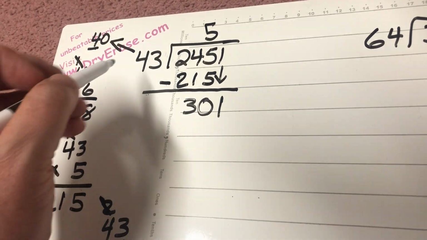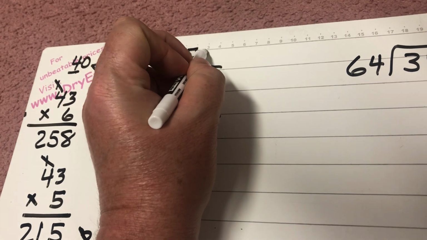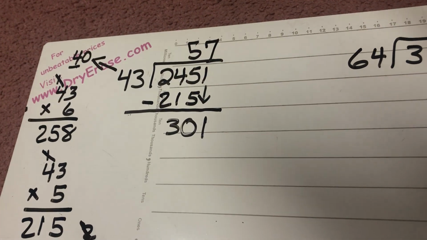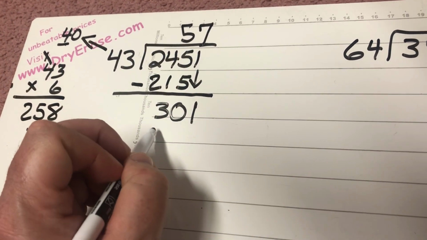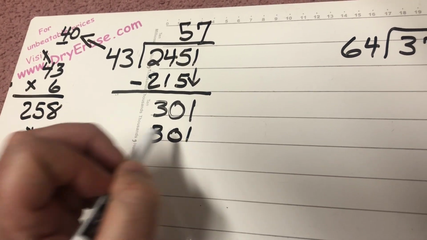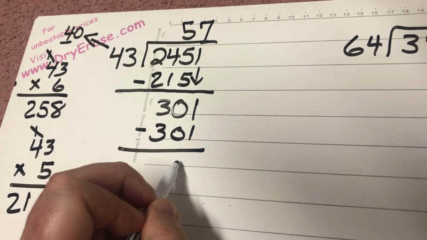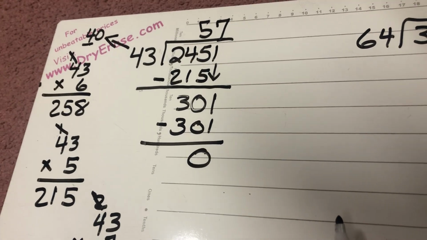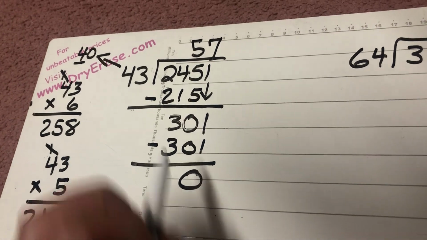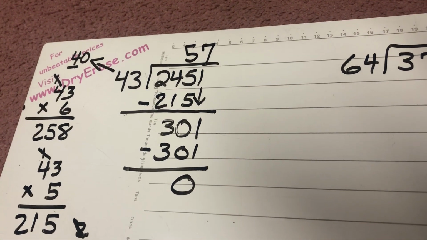So 43 can go into 301 7 times. I've already proven down here that 43 times 7 is 301. When I subtract them, none left over. Sometimes you're not going to get a remainder. There's nothing left to bring down. My final answer is 57.